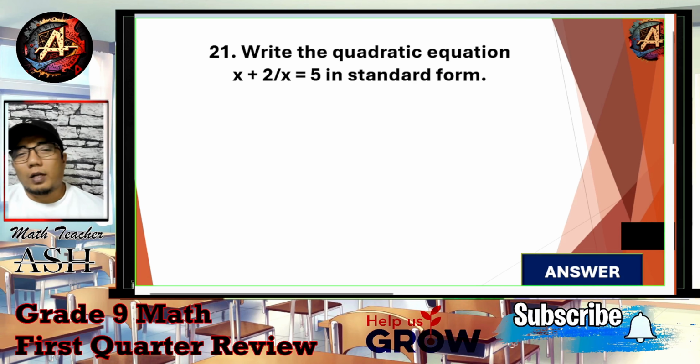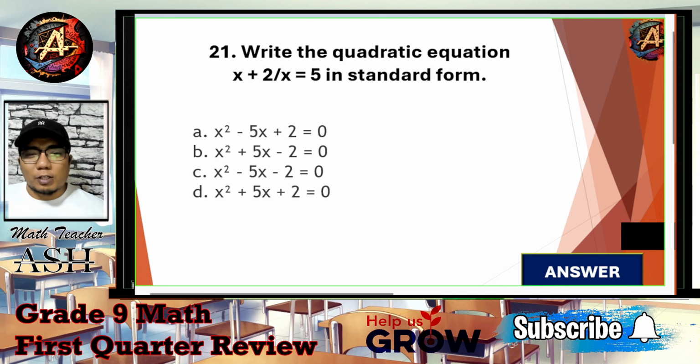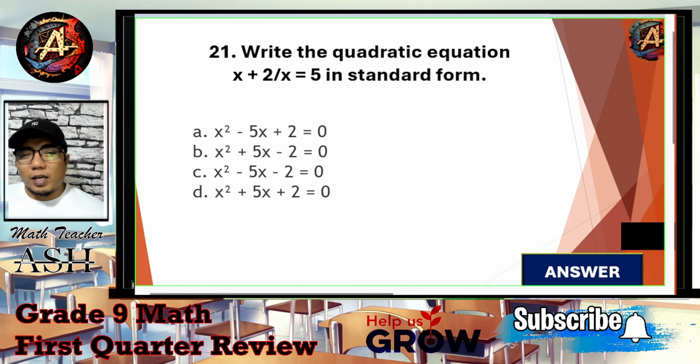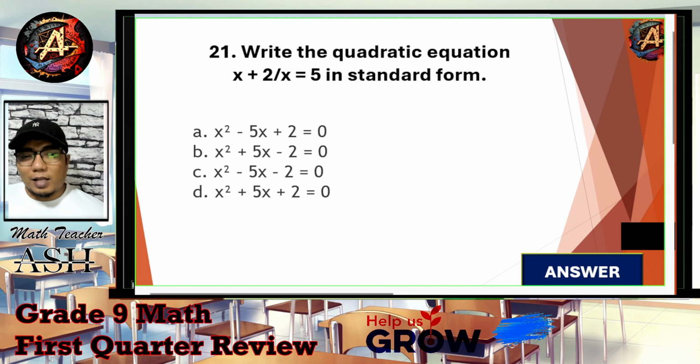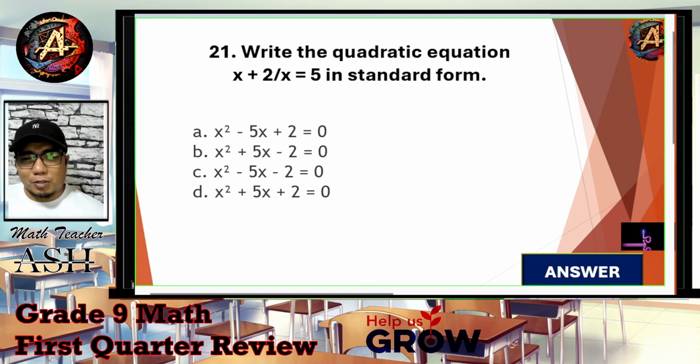Question number 21. Write the quadratic equation x plus 2 over x is equal to 5 in standard form. Is it A, x squared minus 5x plus 2 is equal to 0, B, x squared plus 5x minus 2 is equal to 0, C, x squared minus 5x minus 2 is equal to 0, or letter D, x squared plus 5x plus 2 is equal to 0? I'll give you 5 seconds to think about your answer.